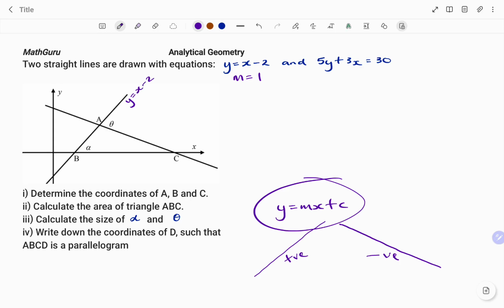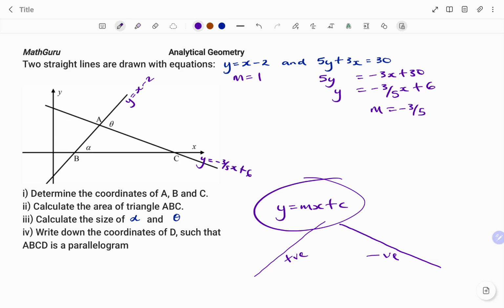If you check the second equation, I need to rewrite in standard form. So that will be 5y equals minus 3x plus 30, and then dividing each of the terms by 5, I have y equals minus 3 over 5 x plus 30 divided by 5, which is 6. And if you look at that equation, the gradient, which is the coefficient of x, m equals negative 3 over 5. So that would be for the second equation. I'm going to tag that appropriately, so that's y equals minus 3 over 5 x plus 6.